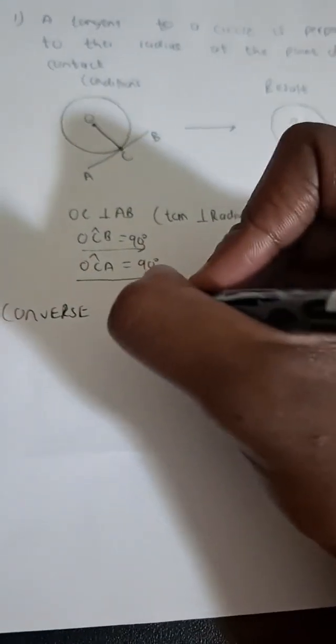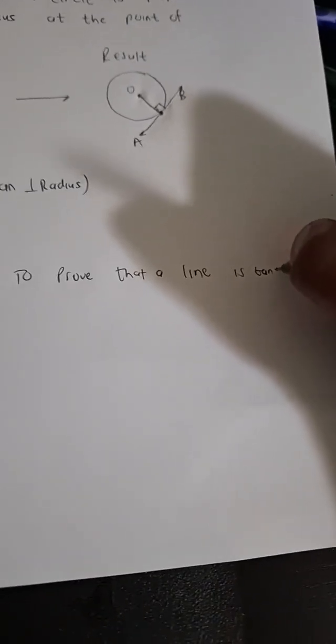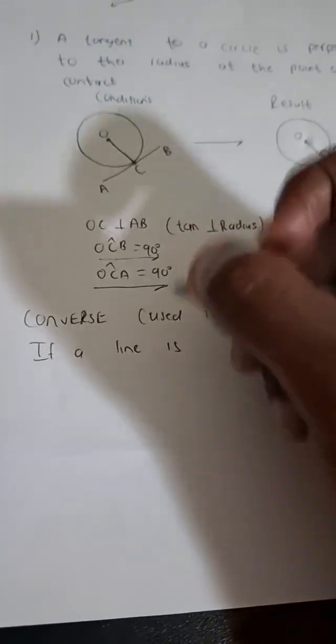Then we also have, guys, the converse of this theorem, which is basically used to prove that a line is a tangent. Very important. The converse of this theorem, what does it say? It says if a line is drawn.